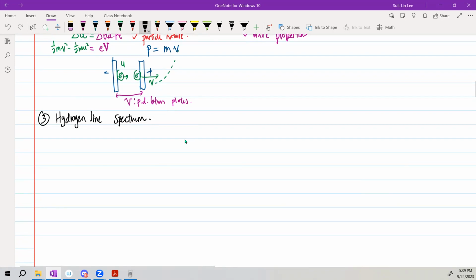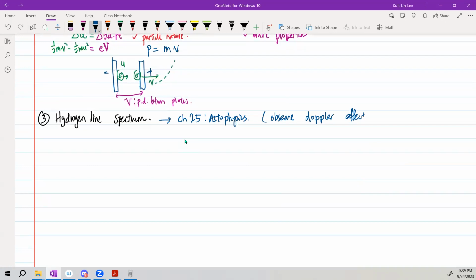The only thing I want to point out is that nowadays we can often combine this with chapter 25, astrophysics. The reason why we can combine this with astrophysics is because the hydrogen line spectrum allows us to observe the Doppler redshift. I don't think I'll spend too much time here because we'll probably encounter it again very soon.